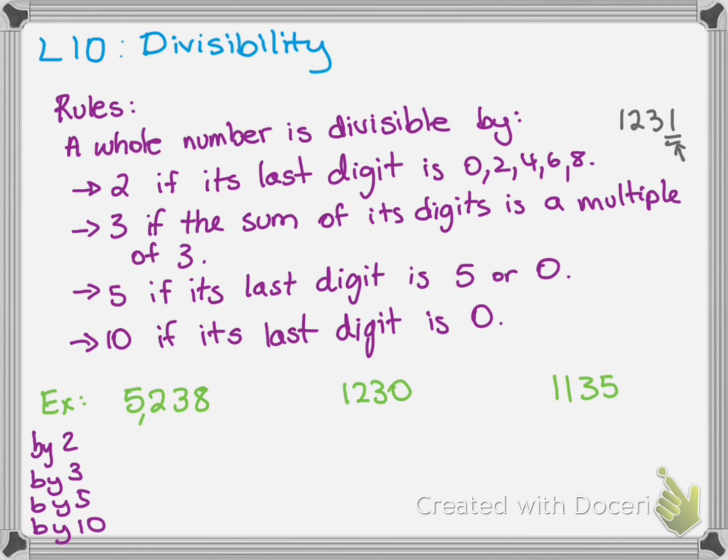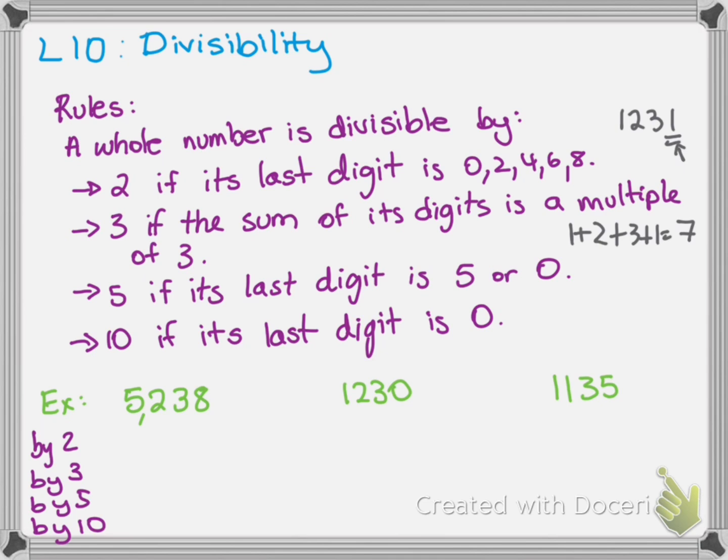The rule for 3 is that you have to add all the digits of the number. And if the sum is 3 or a multiple of 3, then it is divisible by 3. So in this example, if I add 1 plus 2 plus 3 plus 1, then that would be 7. And 7 is not a multiple of 3. For that reason, this number is not a multiple of 3 either.